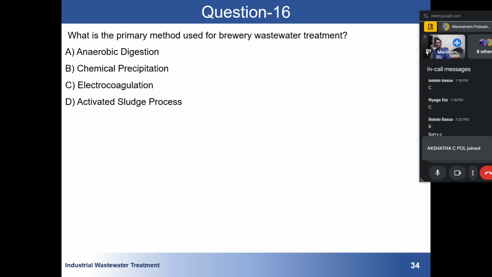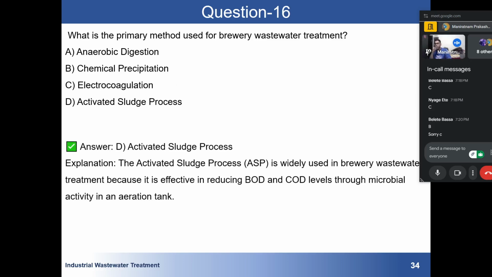What is the primary method used for brewery wastewater treatment? That is, in beer production, after beer, the waste which is generated, which kind of treatment? Anaerobic digestion, chemical precipitation, electrocoagulation, activated sludge process. The answer is very simple. We use the activated sludge process. Activated sludge is widely used in brewery plants. It is effective in reducing BOD and COD levels through microbial activity in the aeration tank.